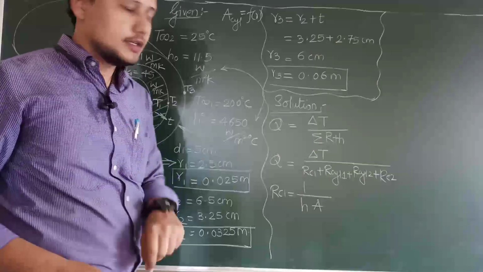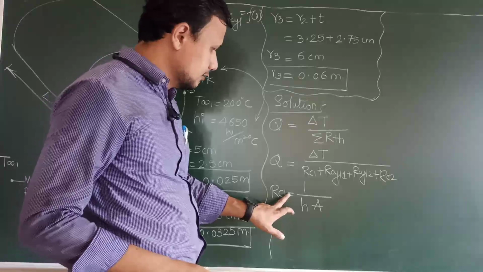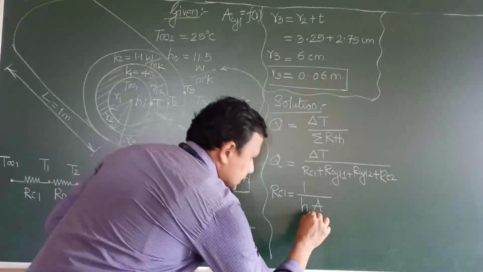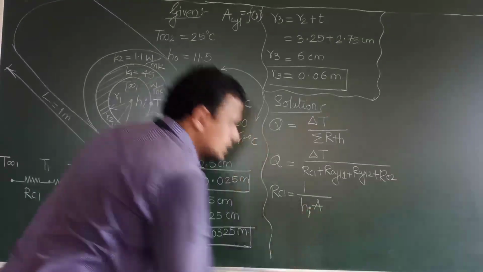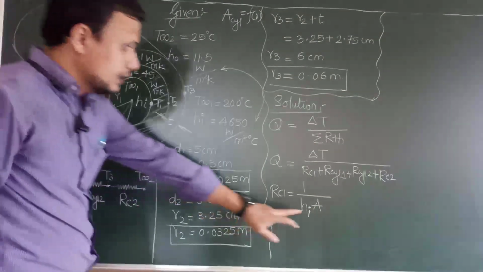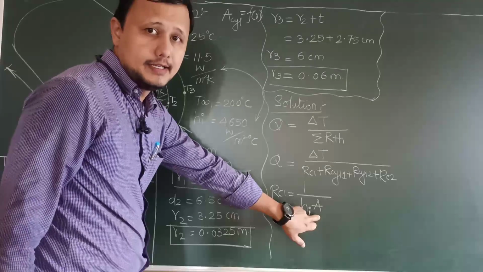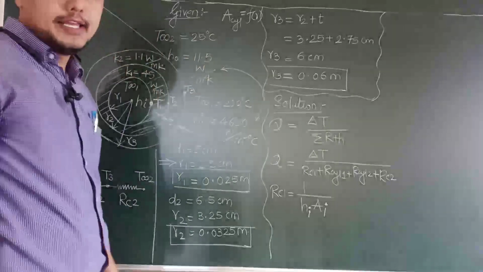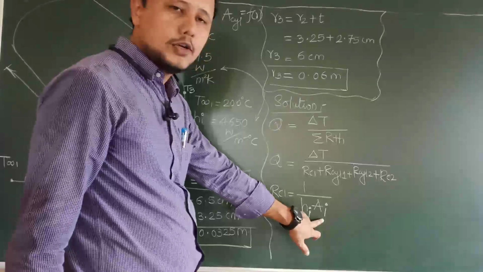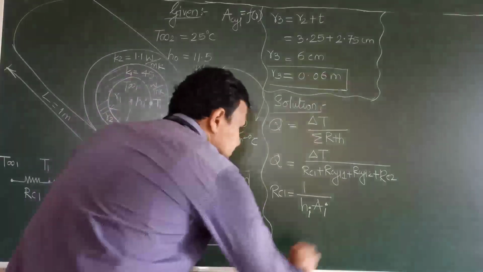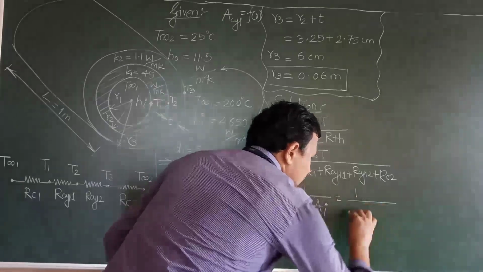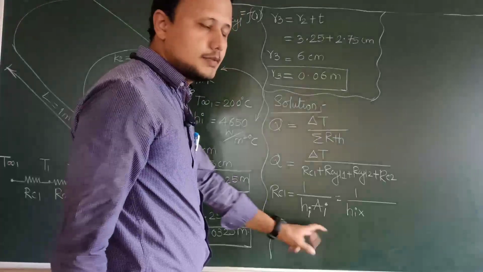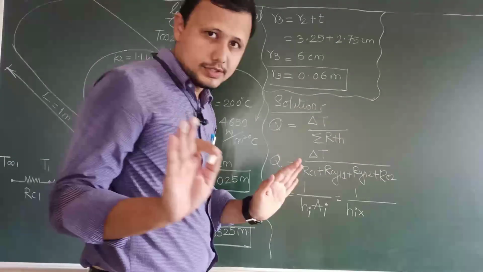It always changes with radius. So if we are calculating RC1, which is the internal convection resistance, this heat transfer coefficient will also be the internal heat transfer coefficient, and the area of the cylinder to be considered will be the internal surface area. So it will be 1 upon HI into AI, which is 1 upon HI multiplied by AI, the internal surface area and not the cross sectional area.